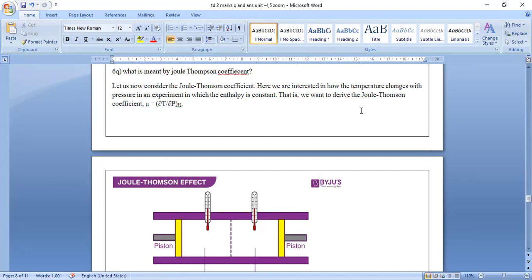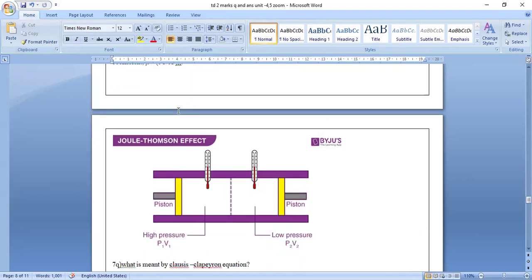That is, we want to derive the Joule-Thomson coefficient mu is equal to dou T by dou P. Sorry, so the Joule-Thomson coefficient is given by dou T by dou P. So differentiation of temperature by pressure when enthalpy is kept constant.